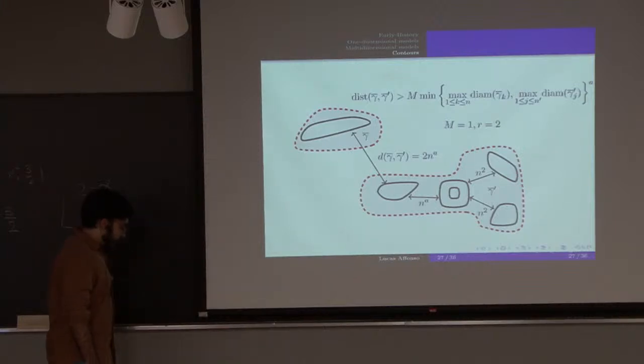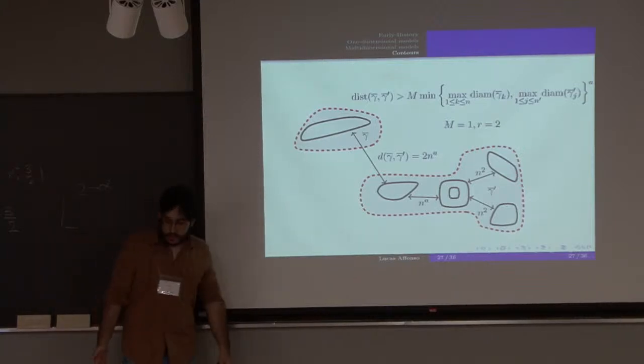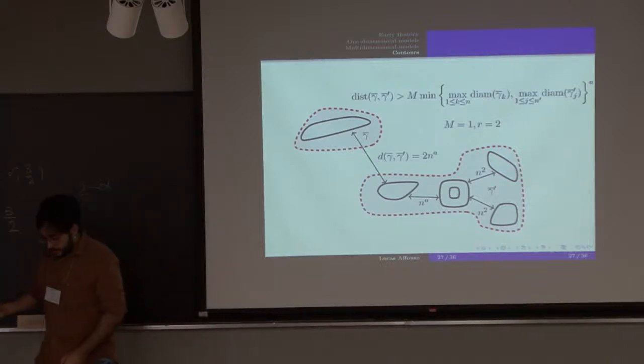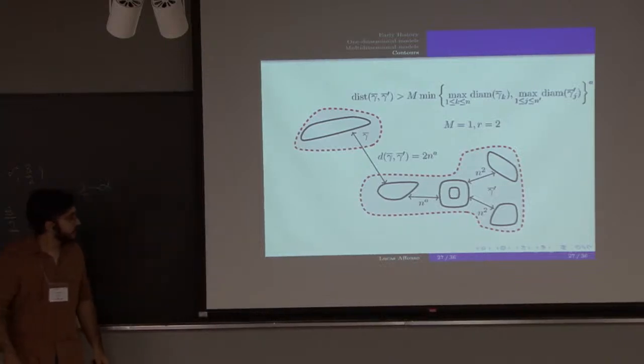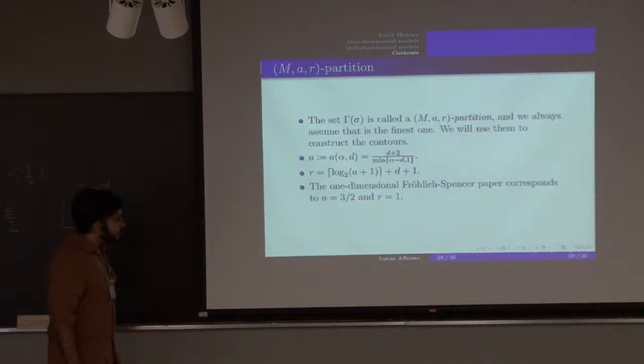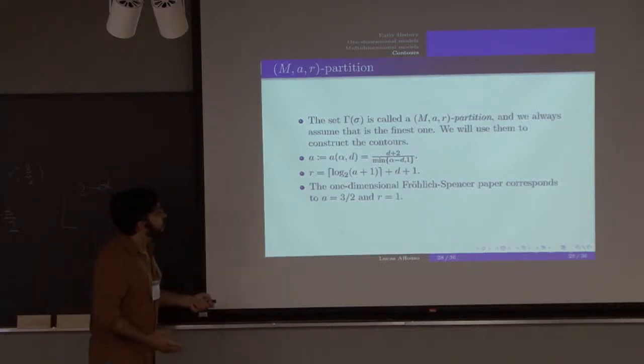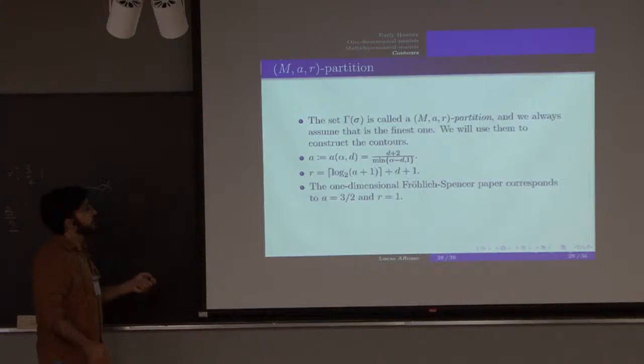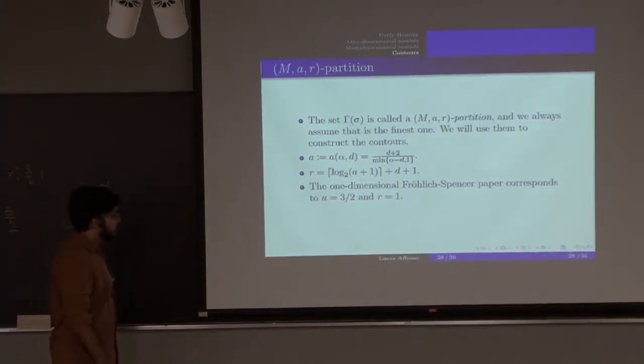So okay, I gave you only examples that do not satisfy our definition. So the question is, is there something that satisfies our definition? So before we proceed, what we use to construct the contours is always the finest M-array partition. We will show that there is a possibly non-trivial one in a minute.